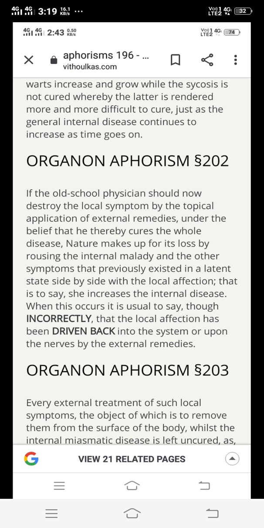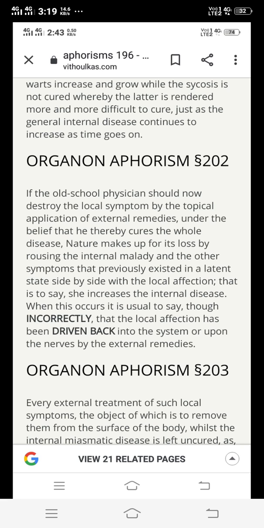So it is not allowed to use external applications for these local maladies, but this is the concept of allopathic treatment, that they have a materialistic view, that is, man as a whole is a material, and can be deranged by a material morbific agent, and can be cured by material medicine as a remedy. So they use the external application to treat the local maladies.